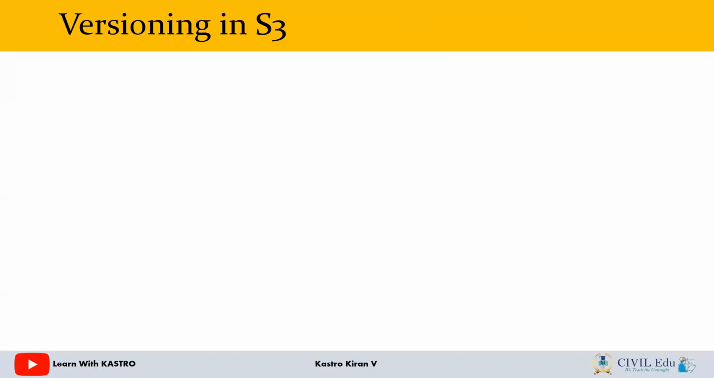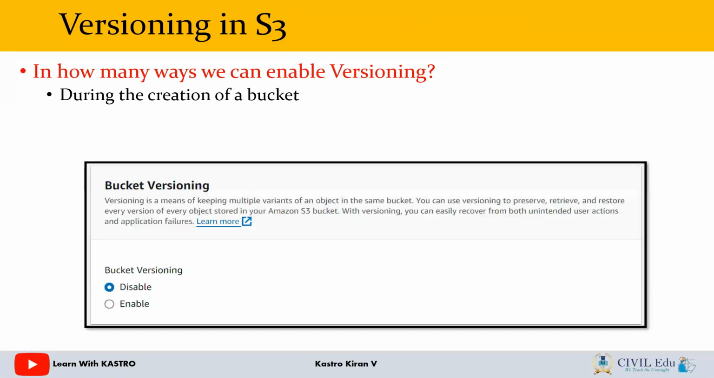Now let's talk about in how many ways we can enable versioning for a bucket. There are two different ways. The first way is while creating the bucket itself. We all know by now how to create an S3 bucket. When we give the name of the S3 bucket and scroll down, there is a setting called bucket versioning. By default, versioning will be disabled. If you want to enable versioning, you can check this option and versioning will be enabled. So this is the first way of enabling versioning, that is during the creation of an S3 bucket.